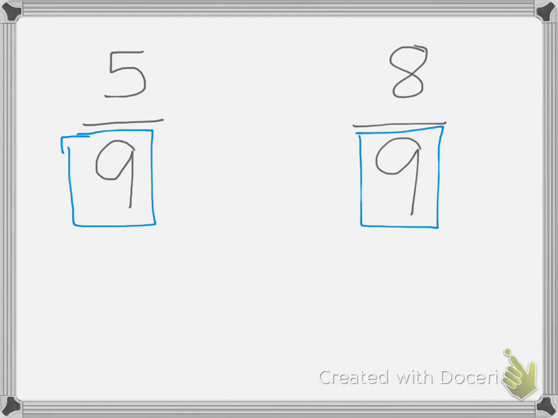So think about what this means. If I have a candy bar and I've divided it into 9 pieces, in this fraction, I'm only getting to eat 5 of the pieces. In this fraction, the same candy bar is divided into the same 9 equal parts, and I get 8 of them. That's more. So 5/9 is less than 8/9.